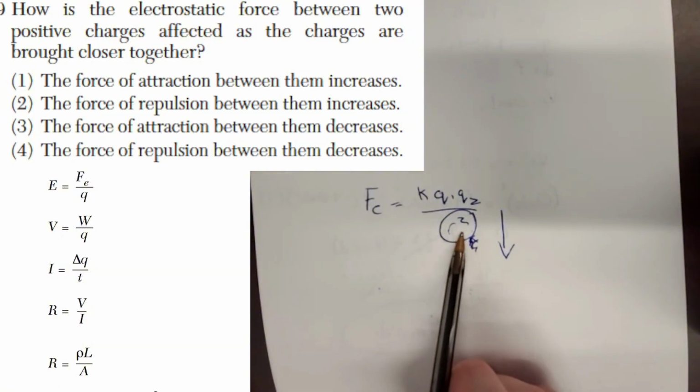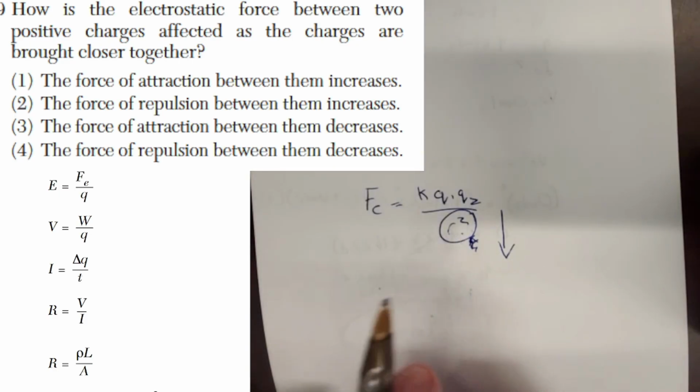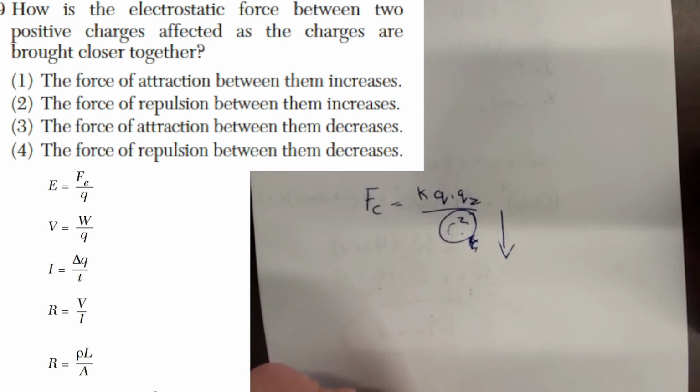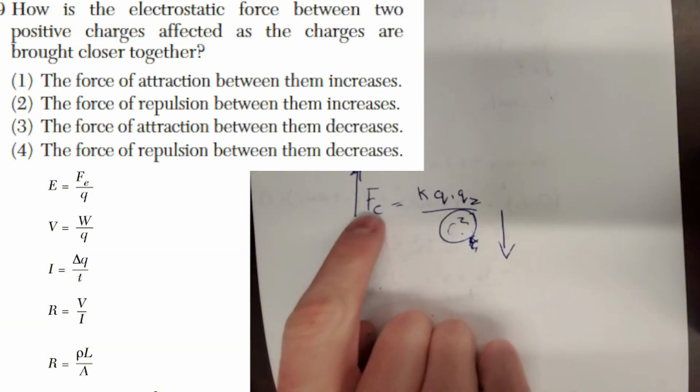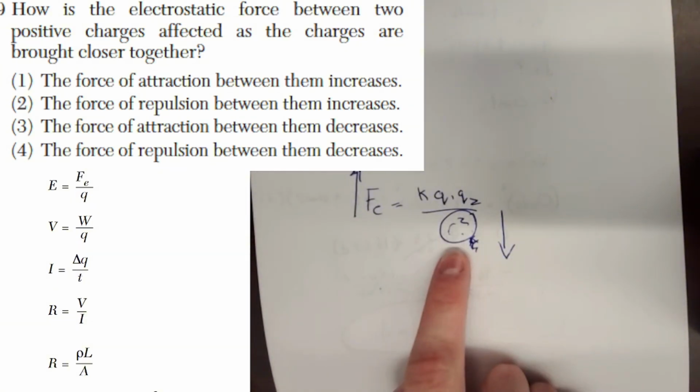Well, if you decrease the value of R, you're now dividing by a smaller number. If you divide by a smaller number, you get a bigger result, right? You're going to get a bigger value for Fe. So the force of attraction or the force of repulsion, because we have two options. We know the force is going to increase if we bring them closer. The distance decreases, this increases.